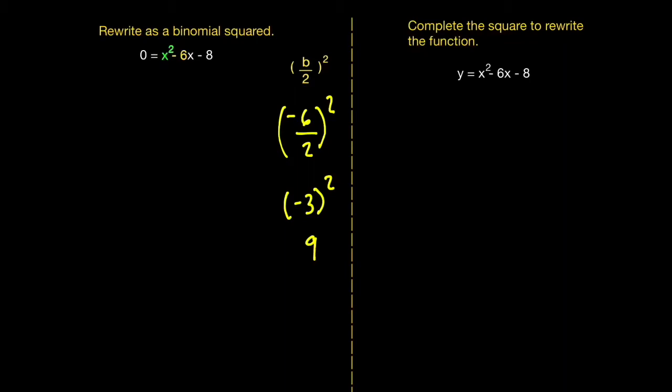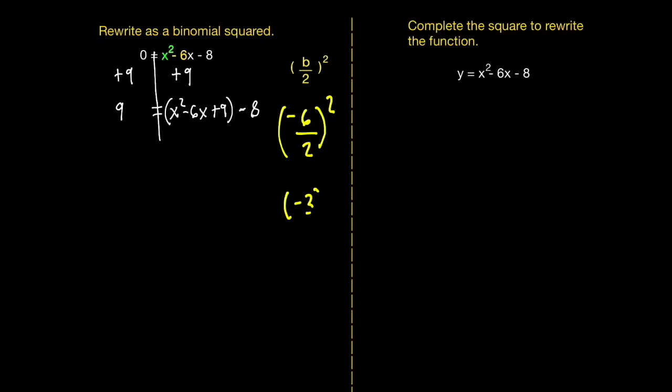Now, if I add a 9 to the right side of the equation, naturally I would have to add 9 to the left-hand side of the equation. Since I have equality, I have to maintain the balance. Whatever I do to this side, I would do to the other side. So simplifying here, 0 plus 9 would give me 9. And on the right-hand side, I'll have x squared minus 6x plus 9. That would give me the perfect square trinomial, but then I have that minus 8 on the right.